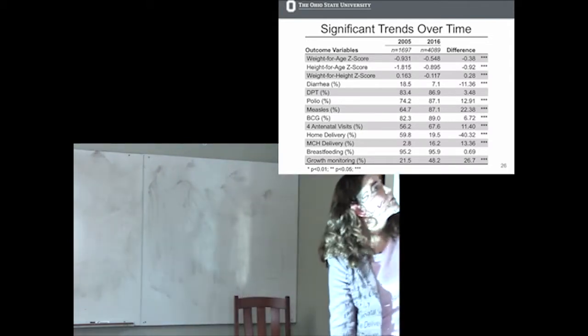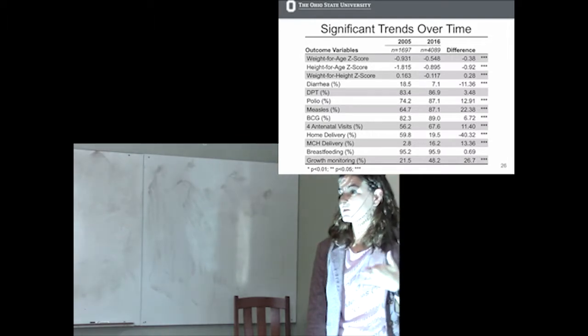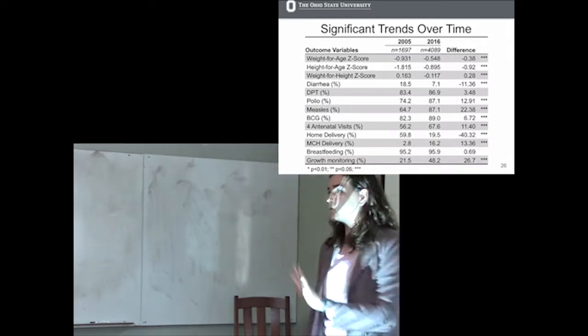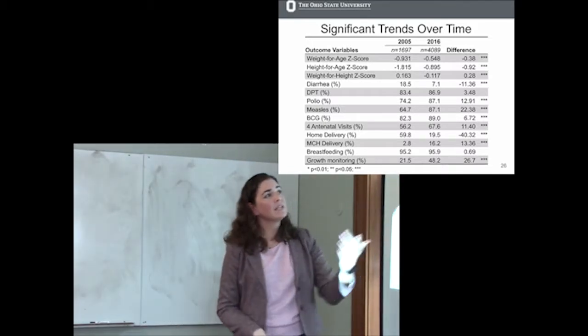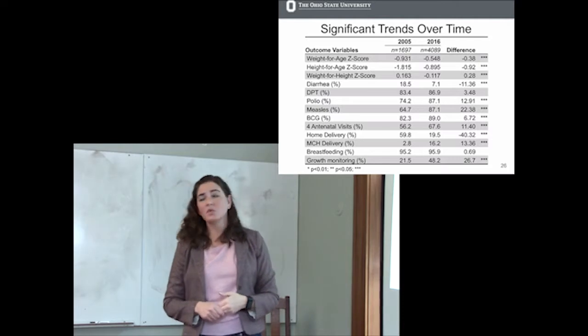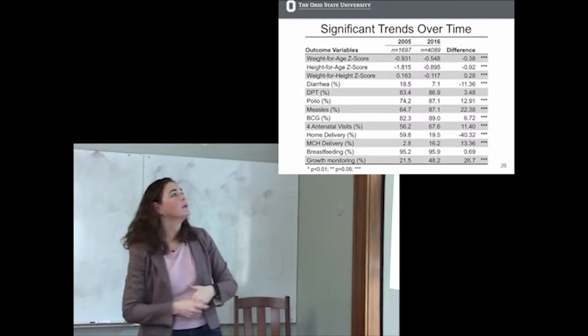So here's the post. These are only our municipalities in our sample. This is not all of Honduras. I'm narrowing this down to the Sagos sample, both pre and post. And you can see that over time, Z-scores have gotten better, right? So kids are taller and weigh more.